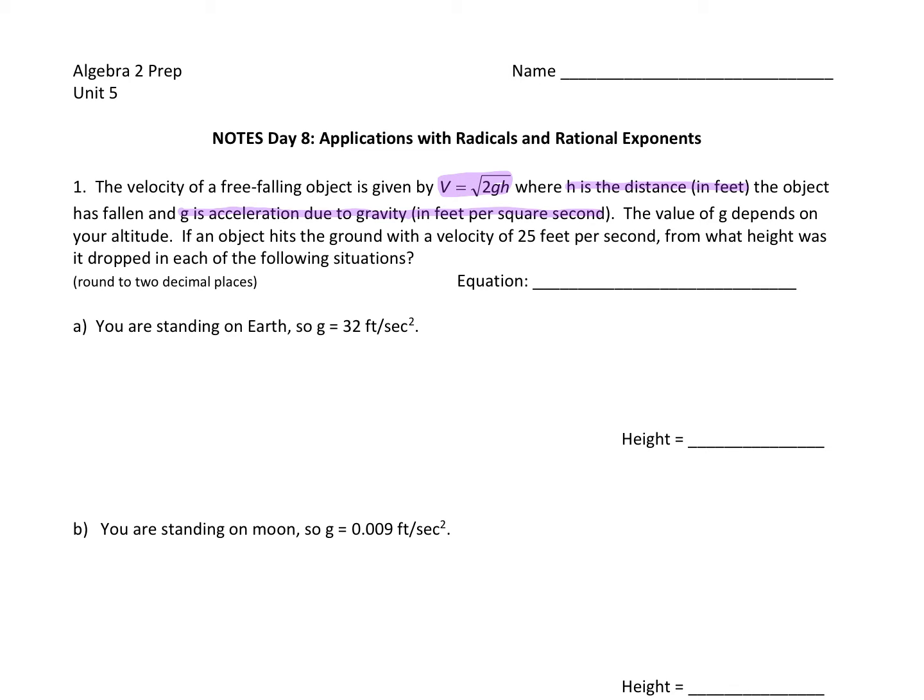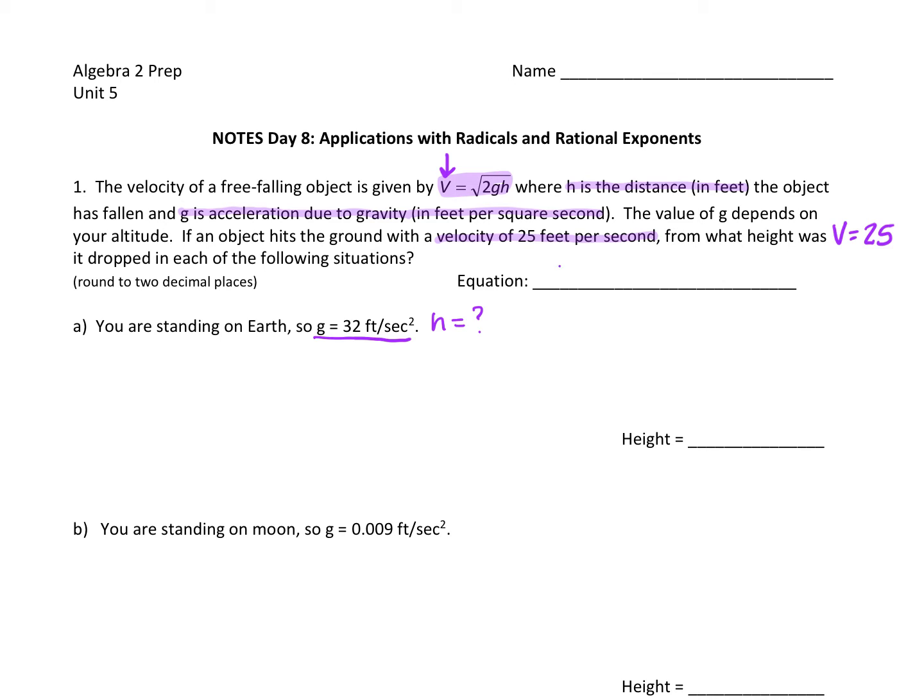The value of g depends on your altitude. If an object hits the ground with a velocity of 25 feet per second, from what height was the object dropped in each situation? All right, so from the initial paragraph, let's talk about what we know. I know that my velocity is 25, so that's what I'm going to sub in for v. And it looks like in each situation they're giving me a g. And so that means what I'm solving for is my h.